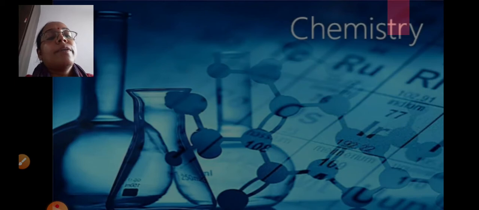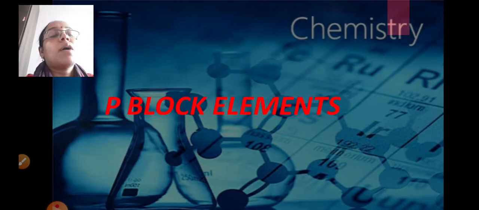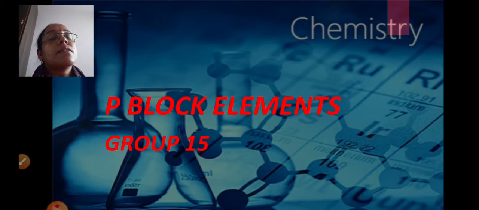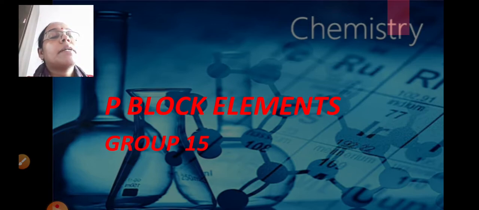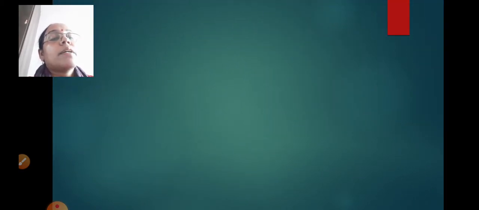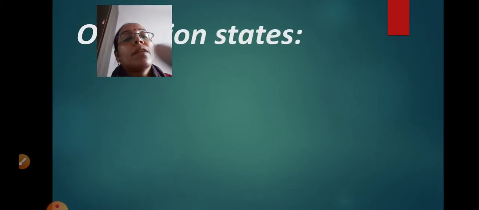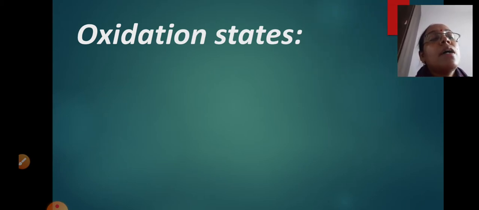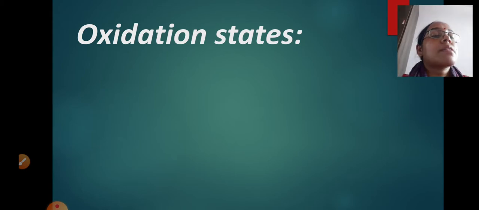As you all know, we have started the chapter P block elements and we are discussing group 15 elements. We have discussed many important properties of group 15 elements. Now in today's class also we are going to discuss some more important points related to group 15 elements. So here we go with the first one, the oxidation state of group 15 elements.